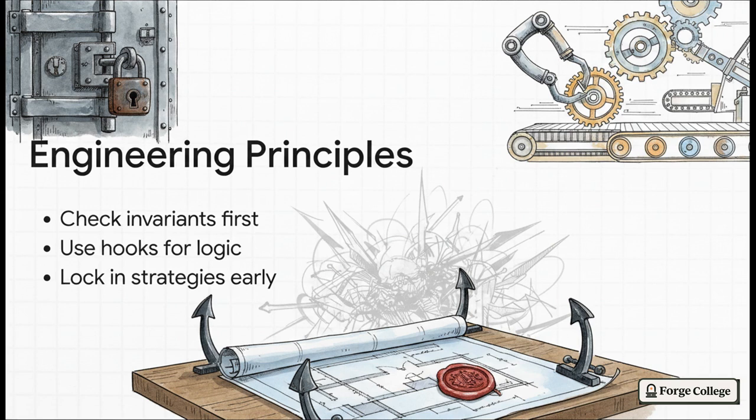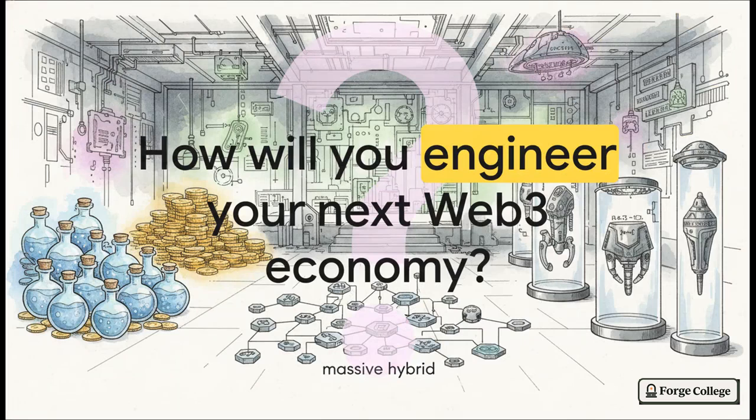And third, lock in your metadata and supply strategies right up front. Deciding to add a global supply counter after you've already minted 10,000 tokens into the wild? Yeah, that's an absolute nightmare that you definitely want to avoid. Which leaves us with one final kind of provocative question. How are you going to engineer the inventory for your next Web3 economy? Are you going to use high supply consumables, uniquely serialized assets, or maybe a massive hybrid of both? The warehouse is entirely yours to design.